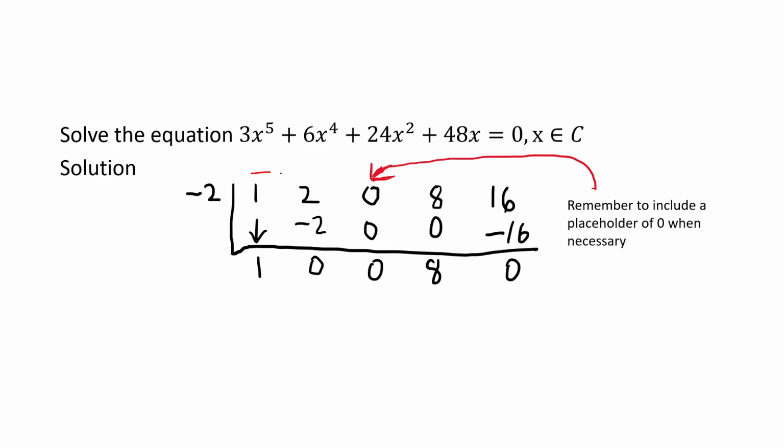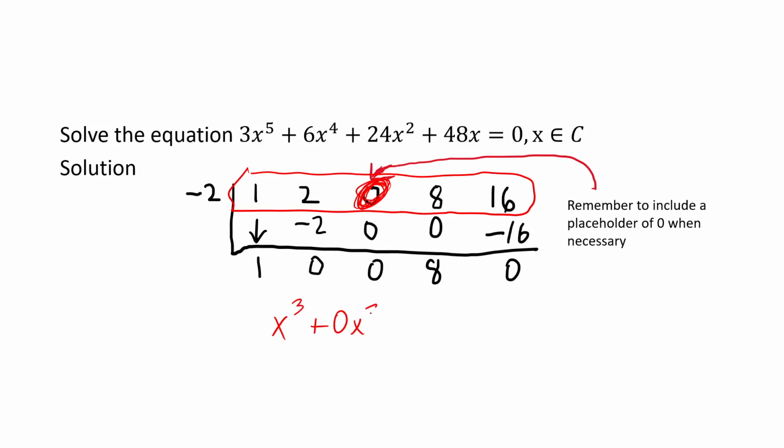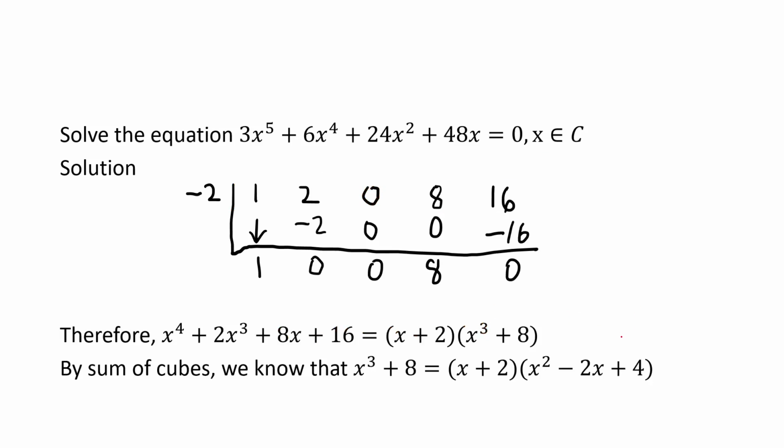And our coefficients in our top line here represent x to the 4 plus 2x cubed plus 0x squared plus 8x plus 16. We need to put a 0 here as a placeholder because there was no x squared term. Doing synthetic division, we get x cubed plus 0x squared plus 0x plus 8. Well, that is equal to x cubed plus 8. So what we have is x to the 4 plus 2x cubed plus 8x plus 16 equals x plus 2 times x cubed plus 8.